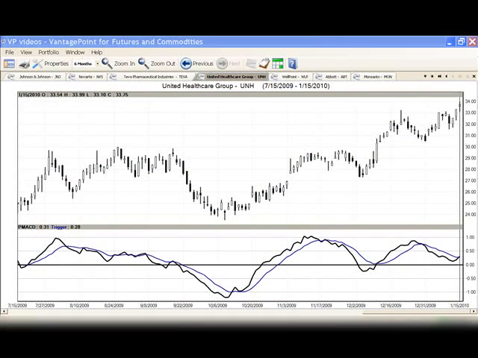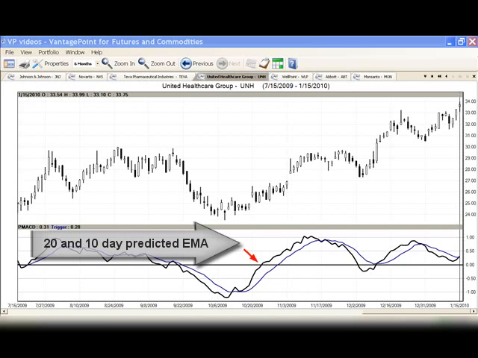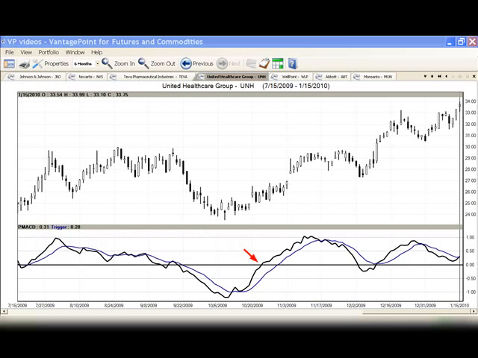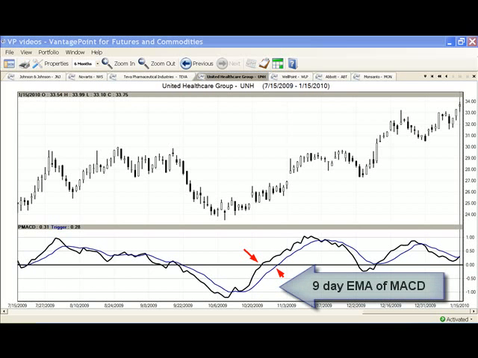Predicted MACD reflects the difference between two predicted EMAs, the exponential moving averages. The VantagePoint default is 20-day and 10-day exponential moving averages. The traditional is more likely to be 26-day and 12-day exponential moving averages. The trigger line is the blue line that you see on the screen here. That is a 9-day exponential moving average of the MACD values.